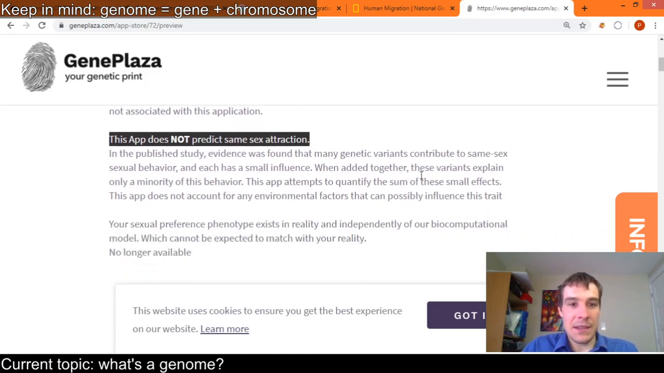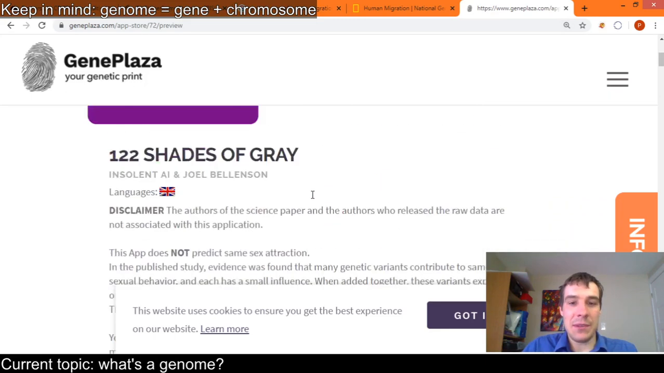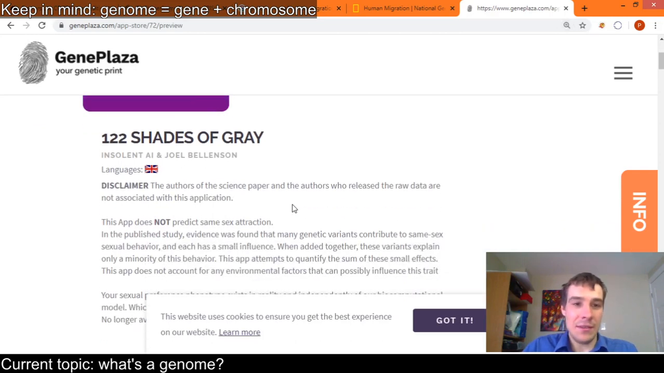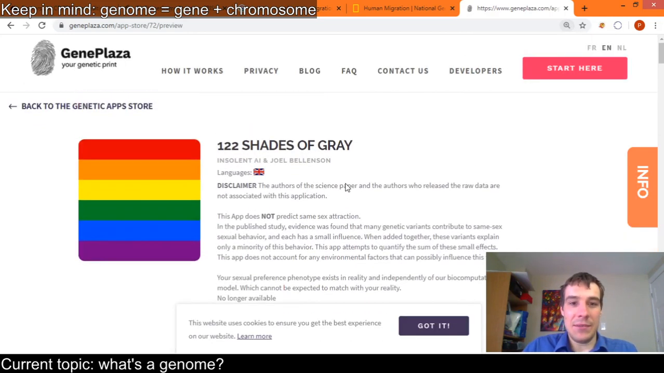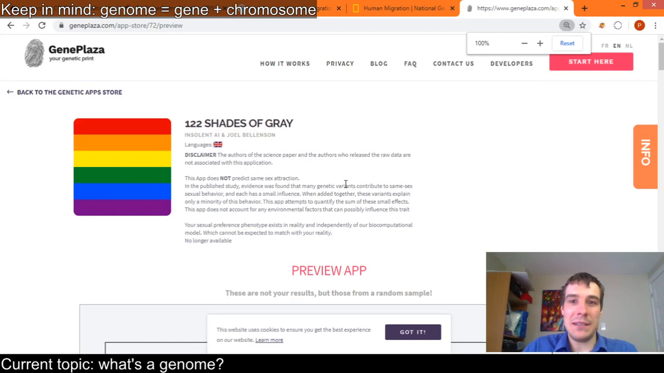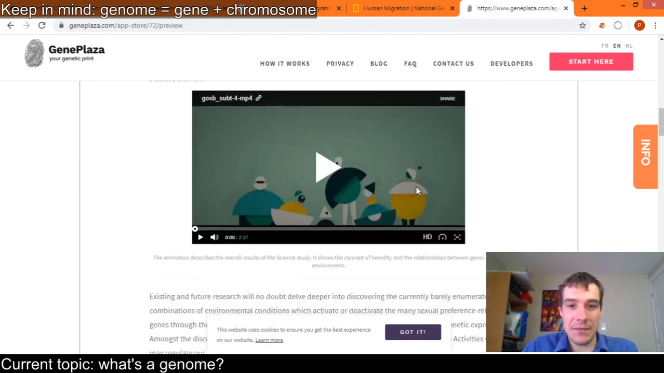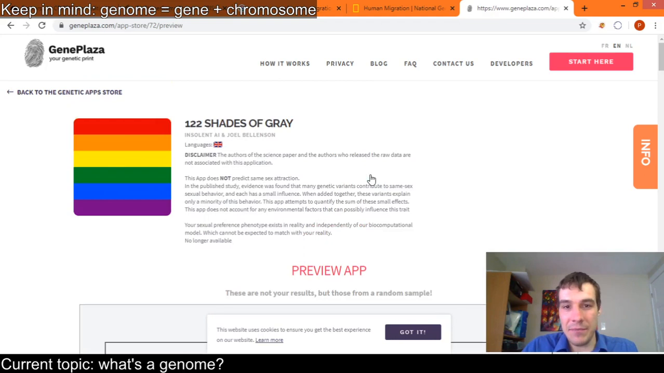The sum of the effects was something like 3% of same-sex attraction. So all this does is tell you if you have the genes that might determine 3% of your sexual orientation. But hey, you can buy it, I guess, if you have genetic data to sell on Gene Plaza. This is where we're at, people, where we've got apps for genetic information now.